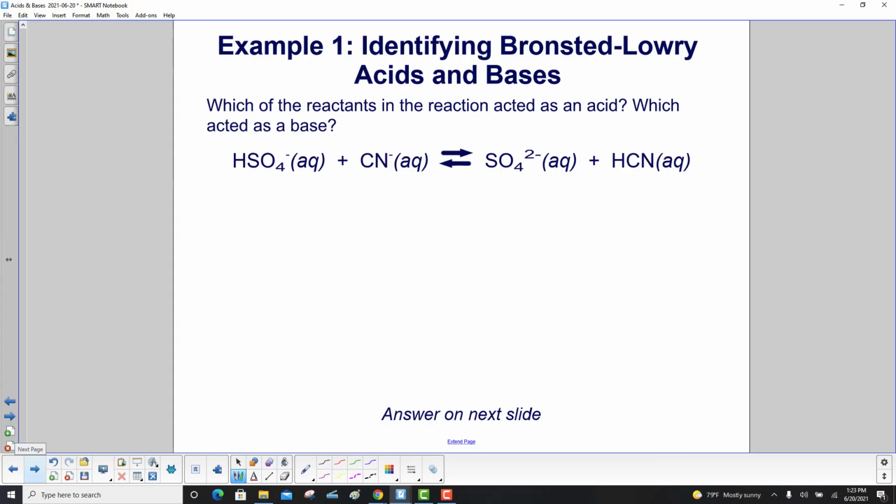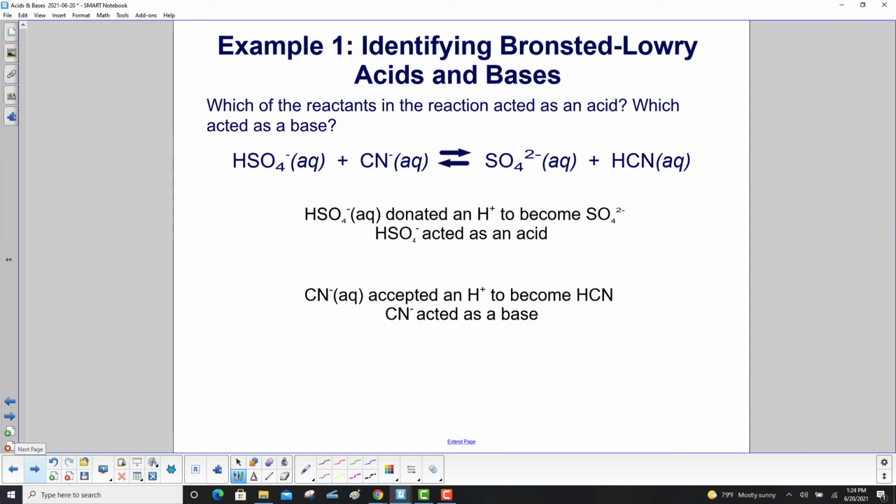Which of the reactants in this reaction act as an acid? Which acted as a base? HSO4 minus donated an H plus to become SO4 2 minus. Right here, see how it lost the H? So therefore, HSO4 minus acted as an acid. CN minus accepted an H plus to become HCN, right? No H here, and here it has the H. Therefore, CN minus acted as a base.